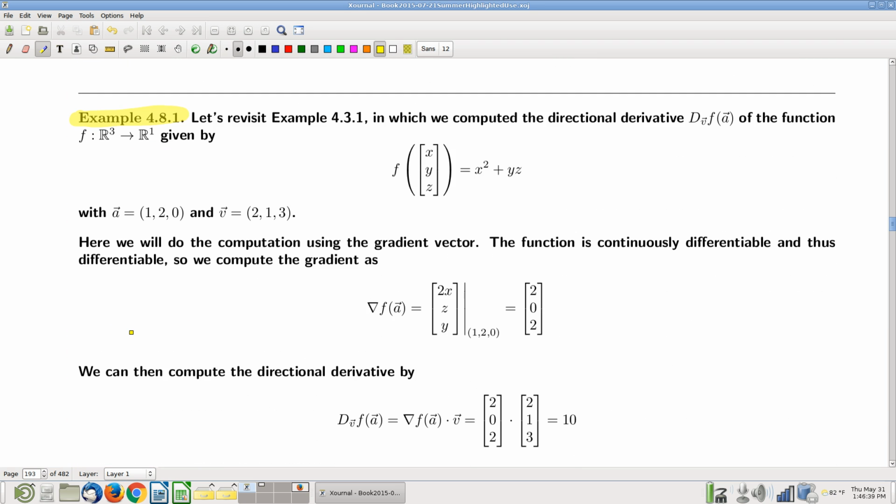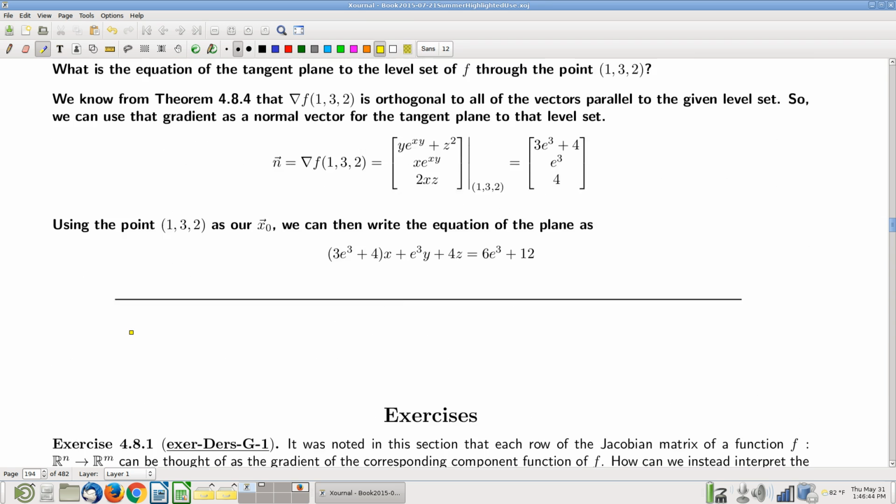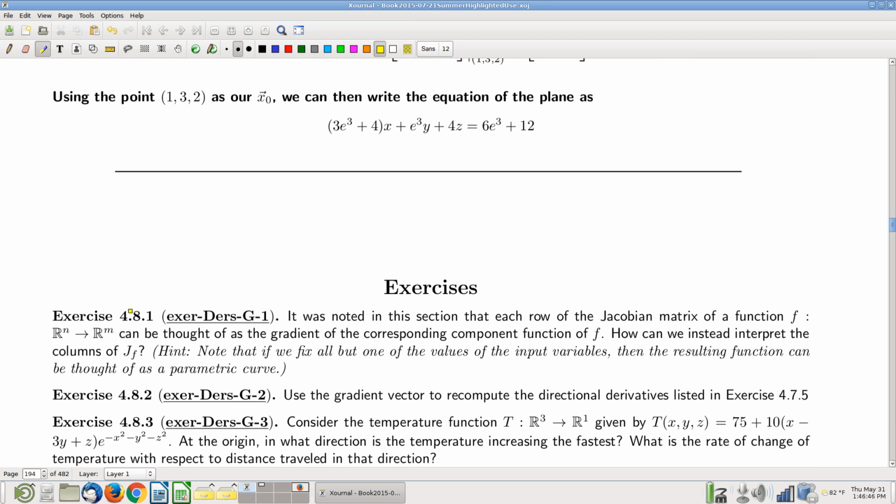Okay, a couple of examples. These are pretty straightforward. I'm going to let you all read these examples on your own. I'm going to declare us done with section 4.8.